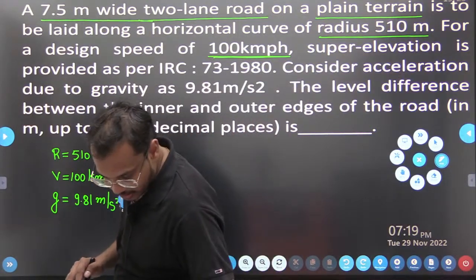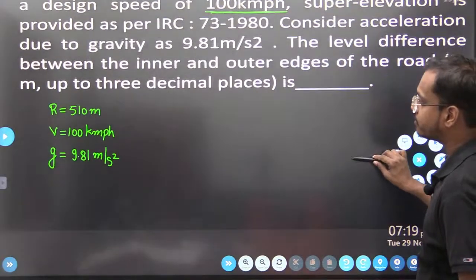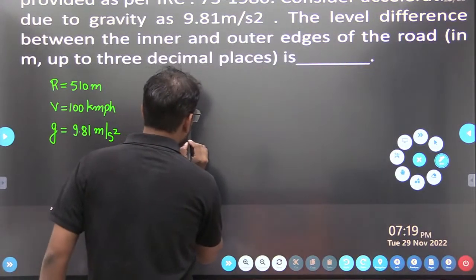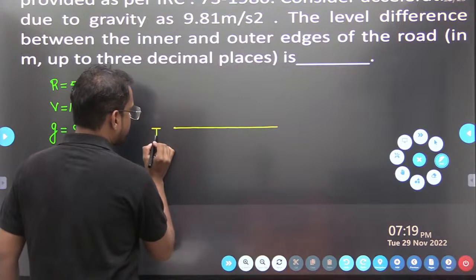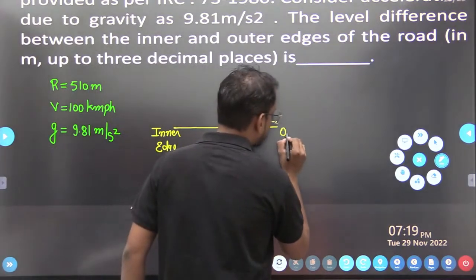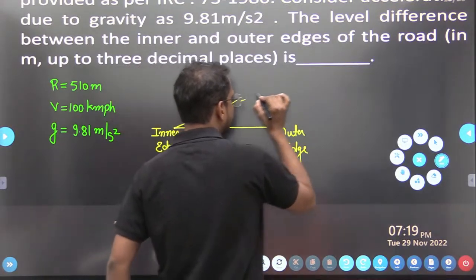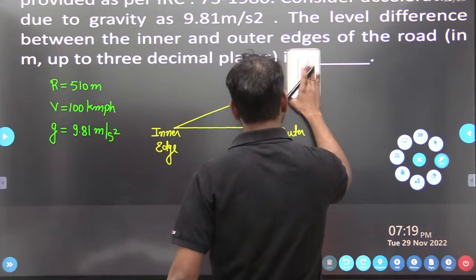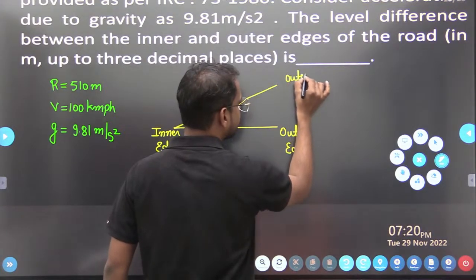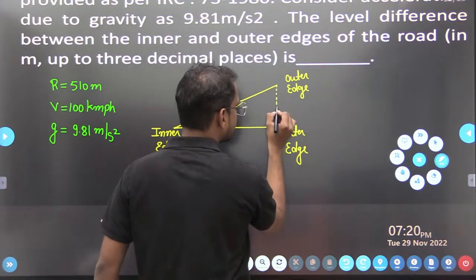Now see here what I say. My dear friends, please see here properly. The question is to find out the level difference. Suppose I consider a road like this. This is our inner edge, and this is the outer edge of the road. If the pavement rotates with respect to the inner edge, then this is the old outer edge level, and this is the new level of the outer edge.